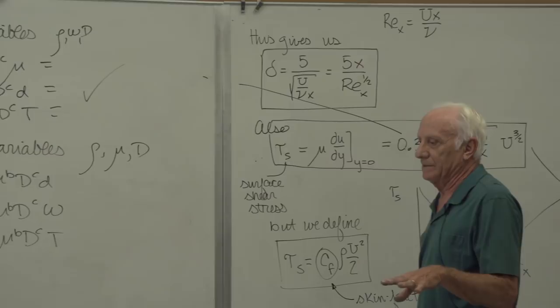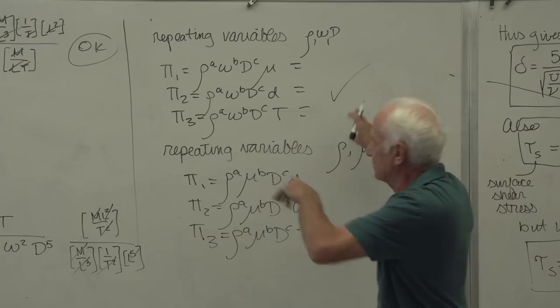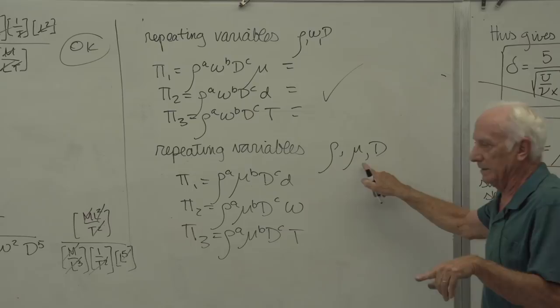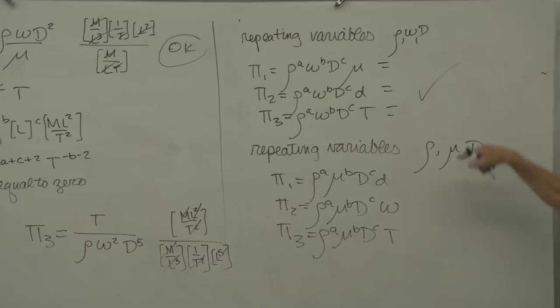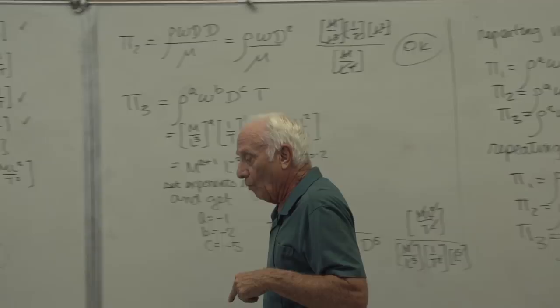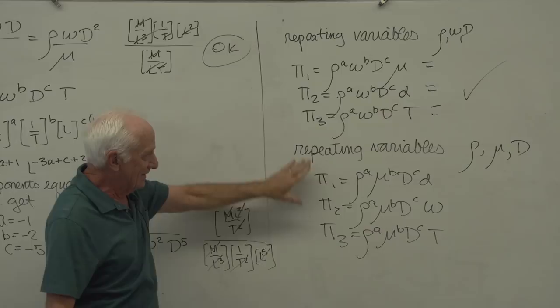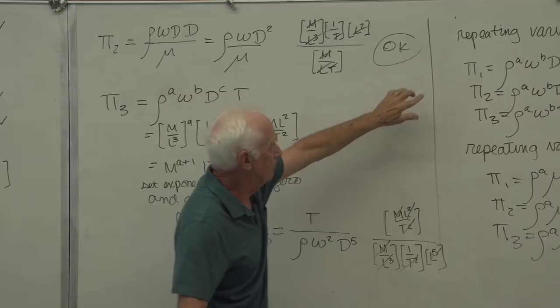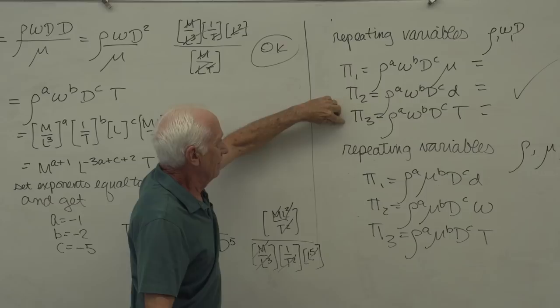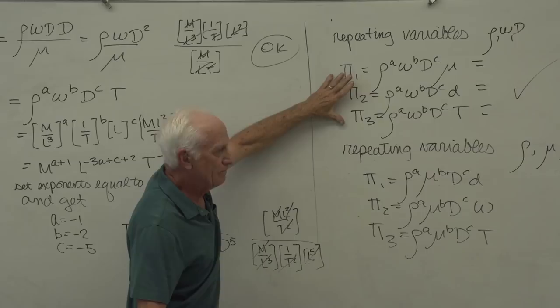Nobody's wrong. I could choose another set of repeating variables. There's three sets of them. So in the class, one-third of the class might choose these, one-third might choose these, and one-third might choose the other three you can use. Each person in these three groups will get different pi parameters, but everybody's right, nobody's wrong. Why are they all right? I can't spend the time in a short class, but you can take these pi parameters and multiply and divide them and raise them to powers and get these. They're not independent. That's the key.